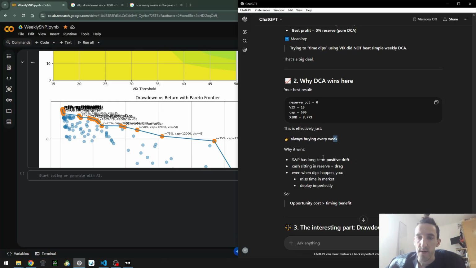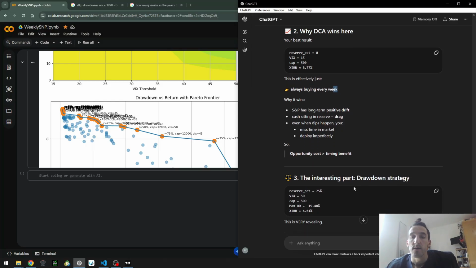Why DCA wins: the S&P has long-term positive drift, and cash sitting in reserve equals drag. Even when dips happen, you miss time in the market. Deploy imperfectly. Yeah. So opportunity cost is bigger than the benefit of trying to time it. The interesting part, drawdown strategy.